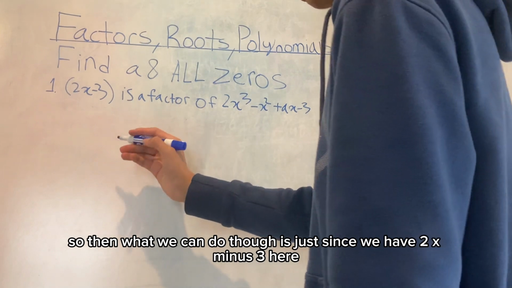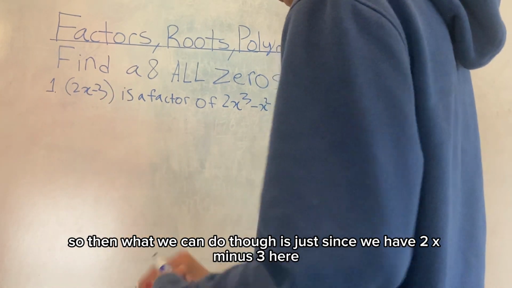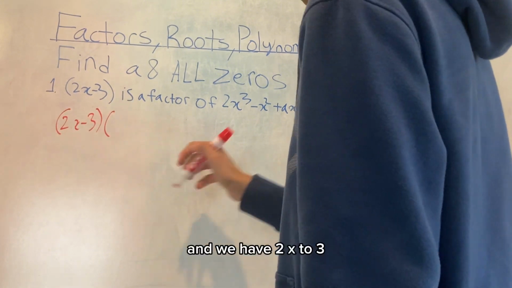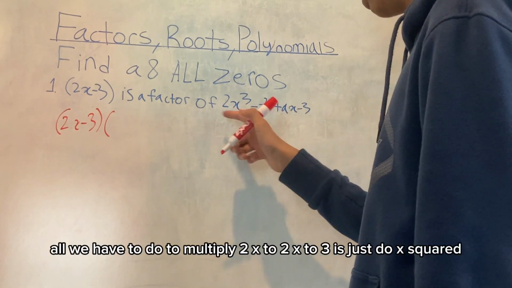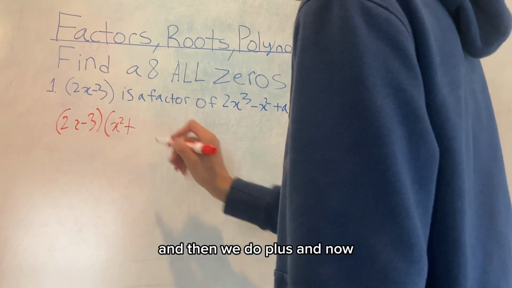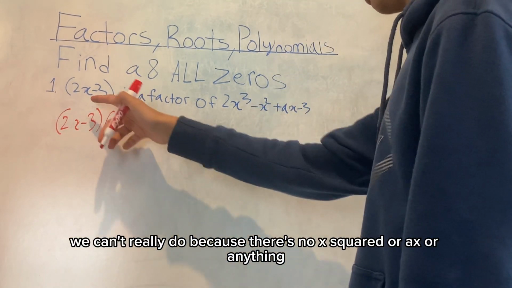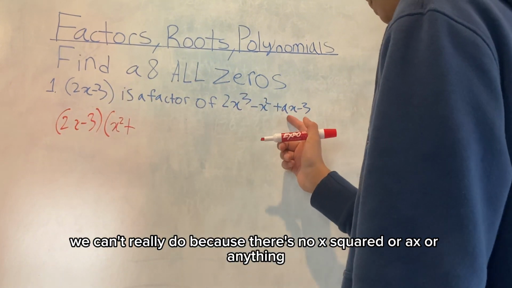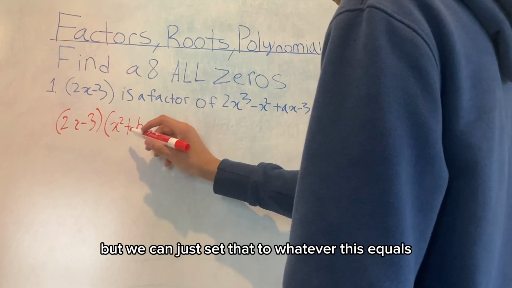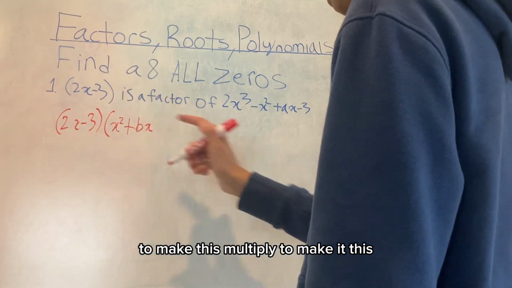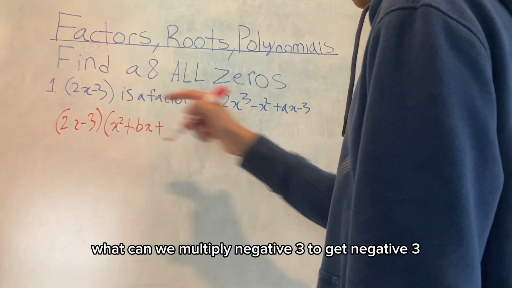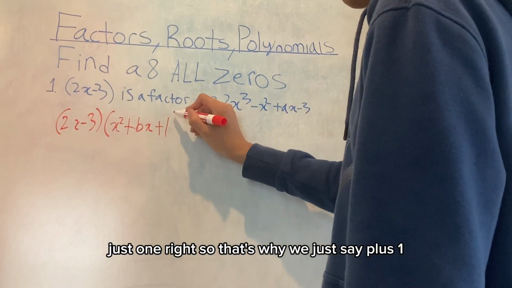So what we can do though is, since we have 2x minus 3 here and we have 2x to the 3, all we have to do to multiply 2x to get 2x to the 3 is just x squared. And then we do plus. And since we can't really determine the middle term because there's no x squared or ax, we can just say this is bx. We don't know what bx is, but we can set that to whatever makes this multiply to make it this. And then we can say negative 3, what can we multiply negative 3 by to get negative 3? Just 1, right? So that's why we say plus 1.